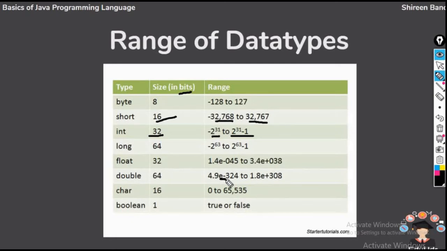And here e means exponential, and double is the biggest one which can store very large values, and char can hold only 16 bits, that is 0 to 65,535, and boolean is of size only 1 bit. Either it can store true or false. That's it.